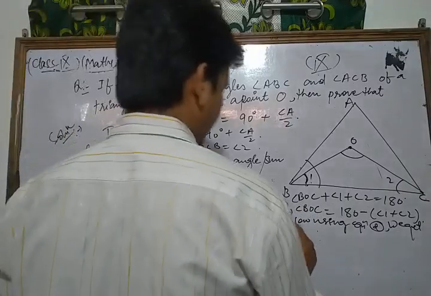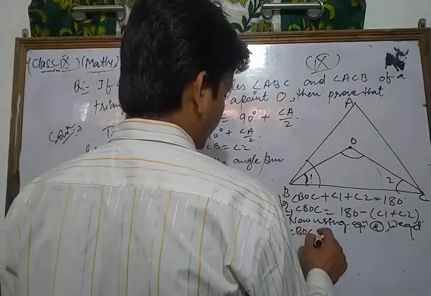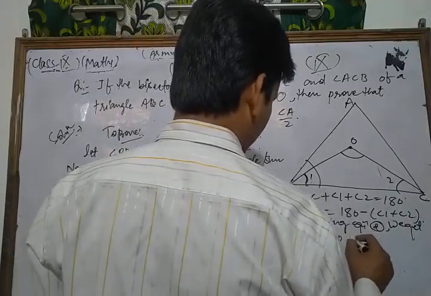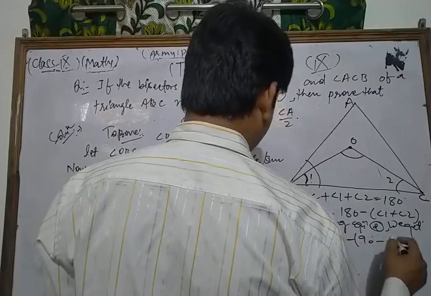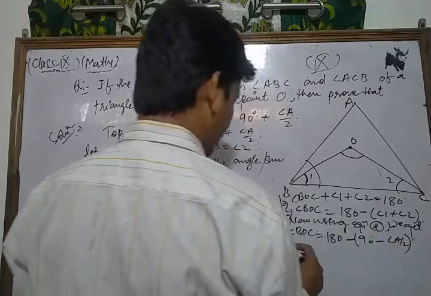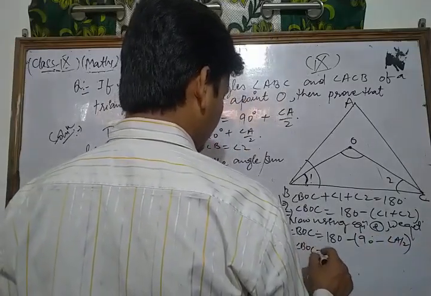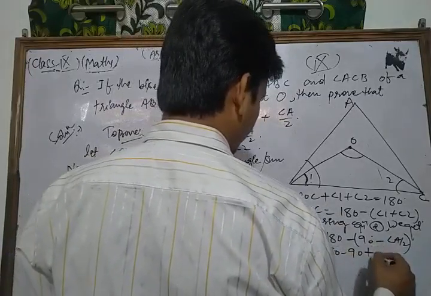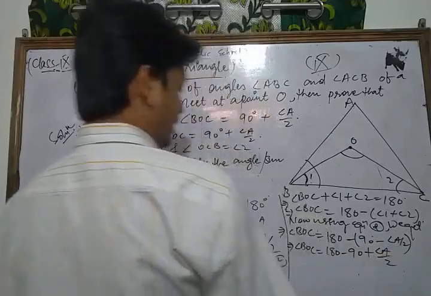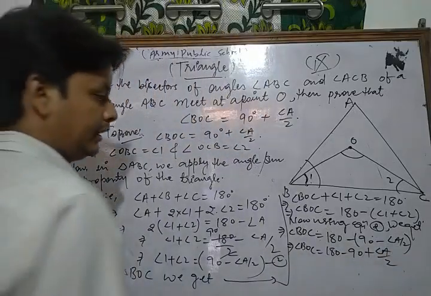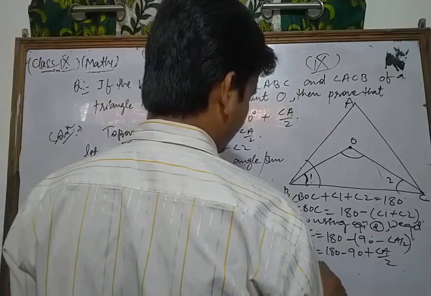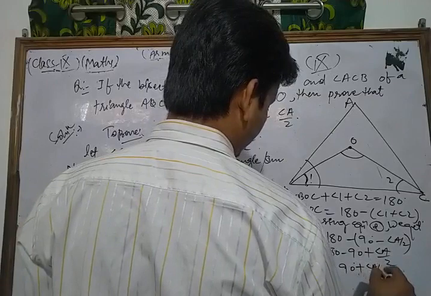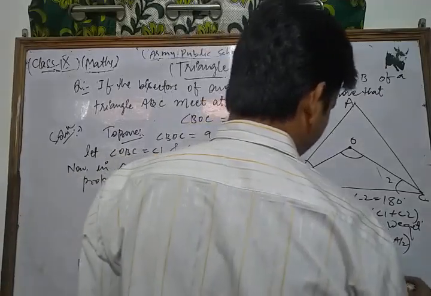So we get angle BOC is equal to 180 minus, we put 90 degree minus angle A by 2. Now we break the brackets. So angle BOC is equal to 180 minus 90 plus half of angle A. So 180 minus 90 is equal to what? 90. So we get angle BOC is equal to 90 degree plus angle A by 2. Hence proved.